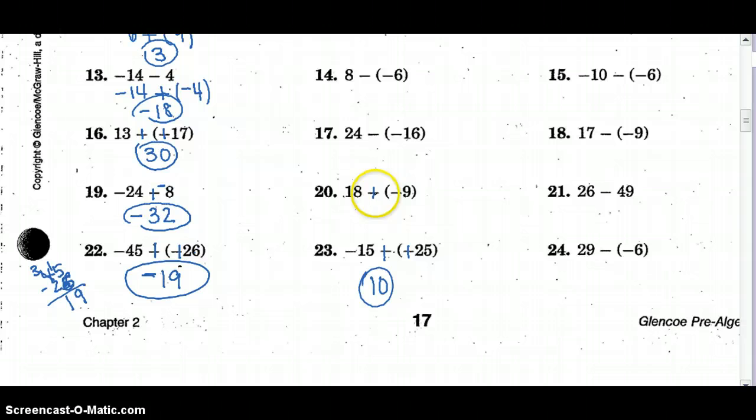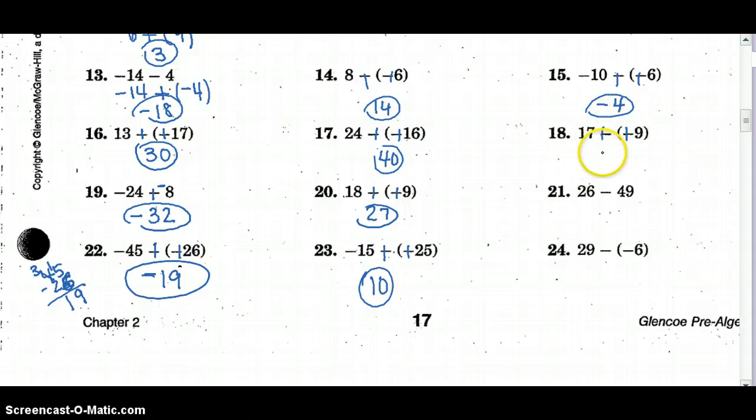Two negatives, so we're adding positive 9, which gives us 27, adding positive 16, which gives us 40, adding positive 6, which gives us 14, adding here, but wait a minute, it's a negative 10 plus 6, so it's going to be negative 4, adding, which gives us 26. I think I'm doing that correctly.